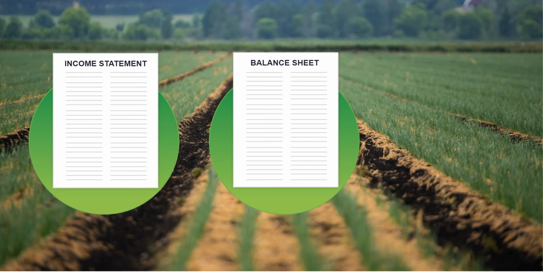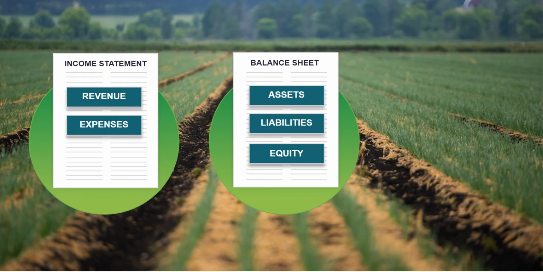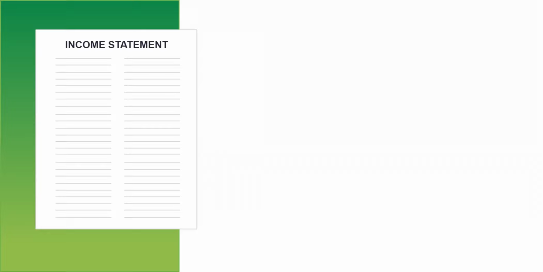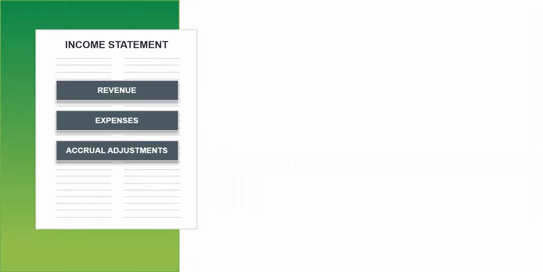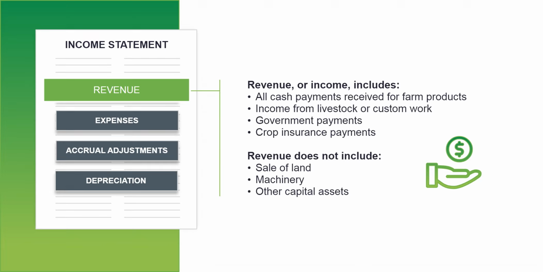Whereas a balance sheet reports assets, liabilities, and equity, an income statement reports the revenue and expenses that determine a profit or loss. This allows you to determine if you've generated enough return on your investments of time, money, and labor. Now that you understand the purpose of an income statement, let's look at the components: revenue, expenses, accrual adjustments, and depreciation. The first component is revenue or income.